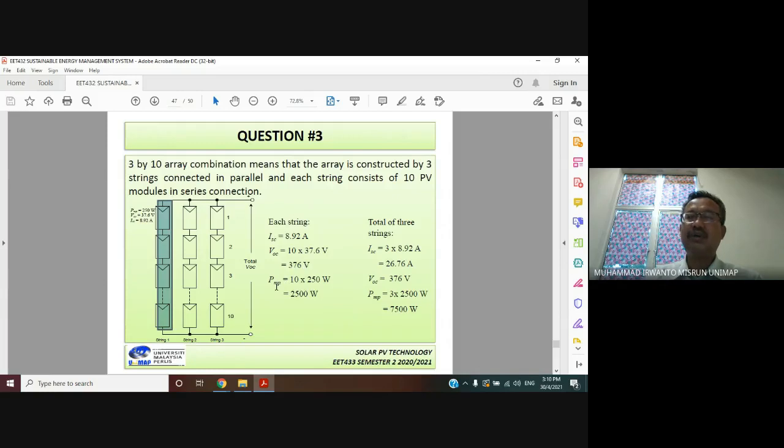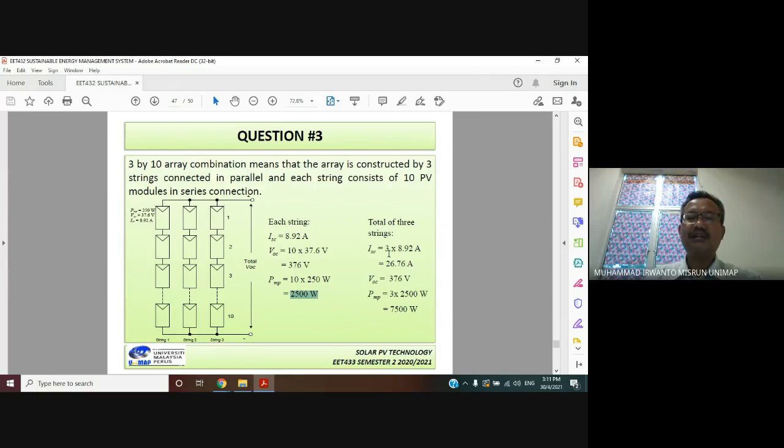How about the power for one string? It is added, because one string consists of 10 PV modules and one PV module has 250 watt. So the total power for one string is 10 multiplied by 250 watt, equal to 2500 watt. How about the total for the 3 strings, or one PV array here?